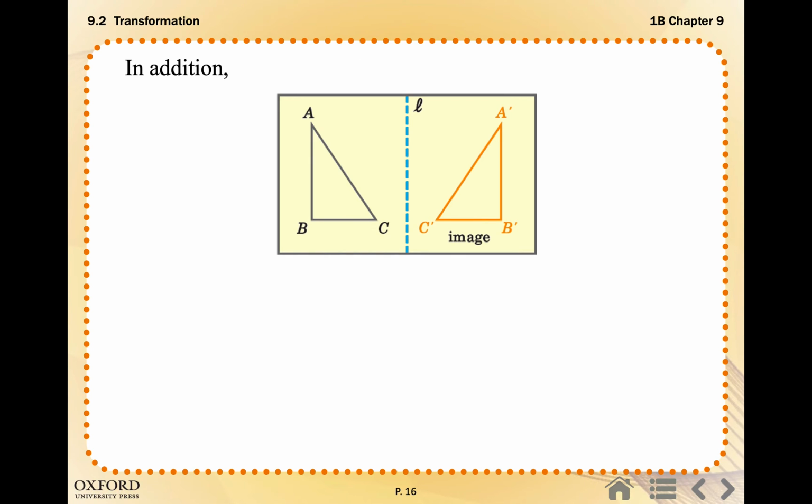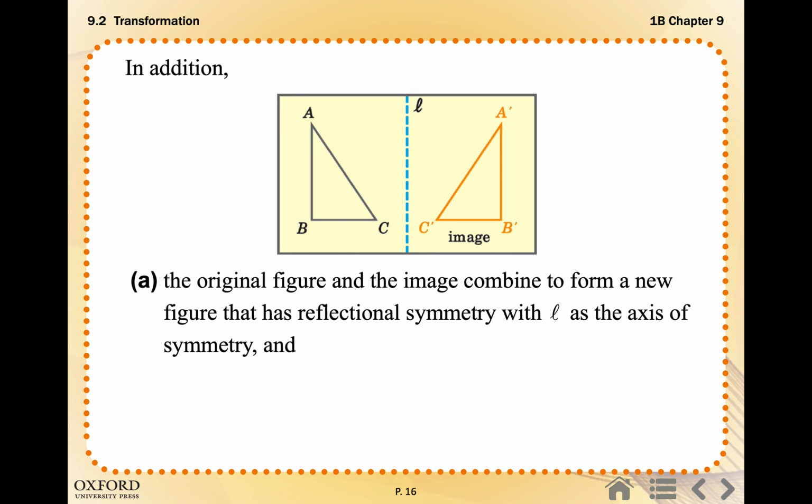And then some more points you have to note. Actually, it's a very important point to note about the refraction. The first point, you can see that the original figure and the image combine to form a new figure that has refractional symmetry. Can you see that? So I told you that it is similar to the previous section that we had discussed about the symmetry, and it is about the refractional symmetry. And L, we call it the axis of symmetry, or the axis of refraction.